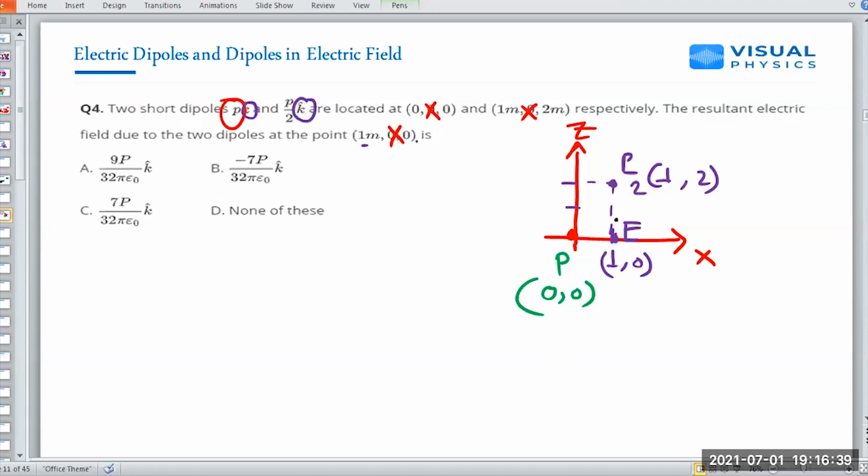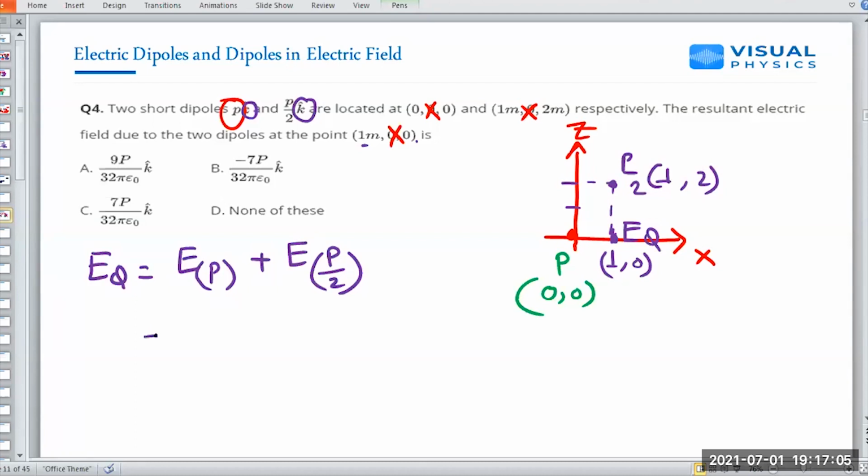So you can see that, suppose I put this point as Q. The electric field at point Q will be due to the dipole P and the dipole P by 2. With respect to P, we see that it is on its equatorial point.